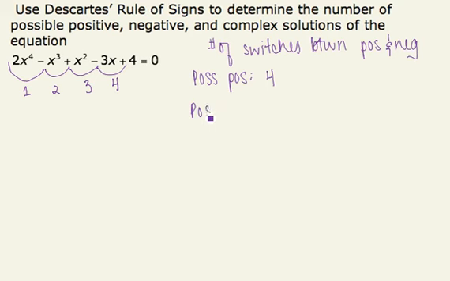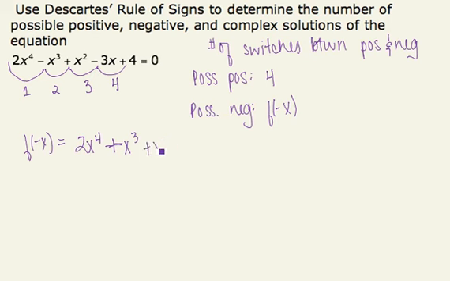When we're looking at our possible negative values, we need to plug in f of a negative x. So f of a negative x, well, negative x to the fourth is still positive, so we end up with 2x to the fourth. A negative x cubed is a negative, and if we had a negative times a negative x cubed, that would just become positive. x squared will stay the same. Negative 3x times a negative x is a positive 3x, and plus 4 remains the same.